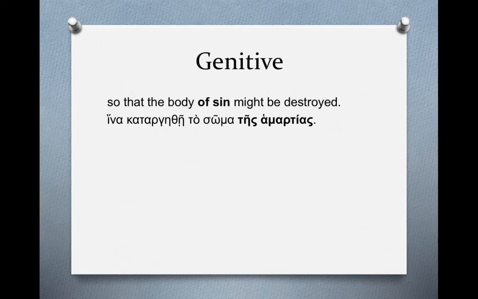And finally, the genitive case. Here's an example. So that the body of sin might be destroyed. Of sin is the two words translated tes hamartias. Hamartia is the word for sin. Here it has the sigma at the end.